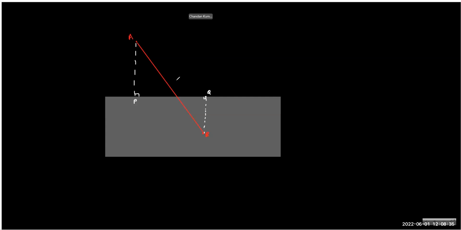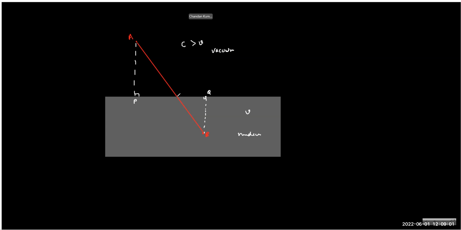Now, to go from A to B in the least time, we should know that light can travel faster in the rarer medium and it travels slowly in the denser medium, right? So if I say this velocity is V and here the velocity is C, which is more than V, this is vacuum, okay, it looks like vacuum. And this is the medium.